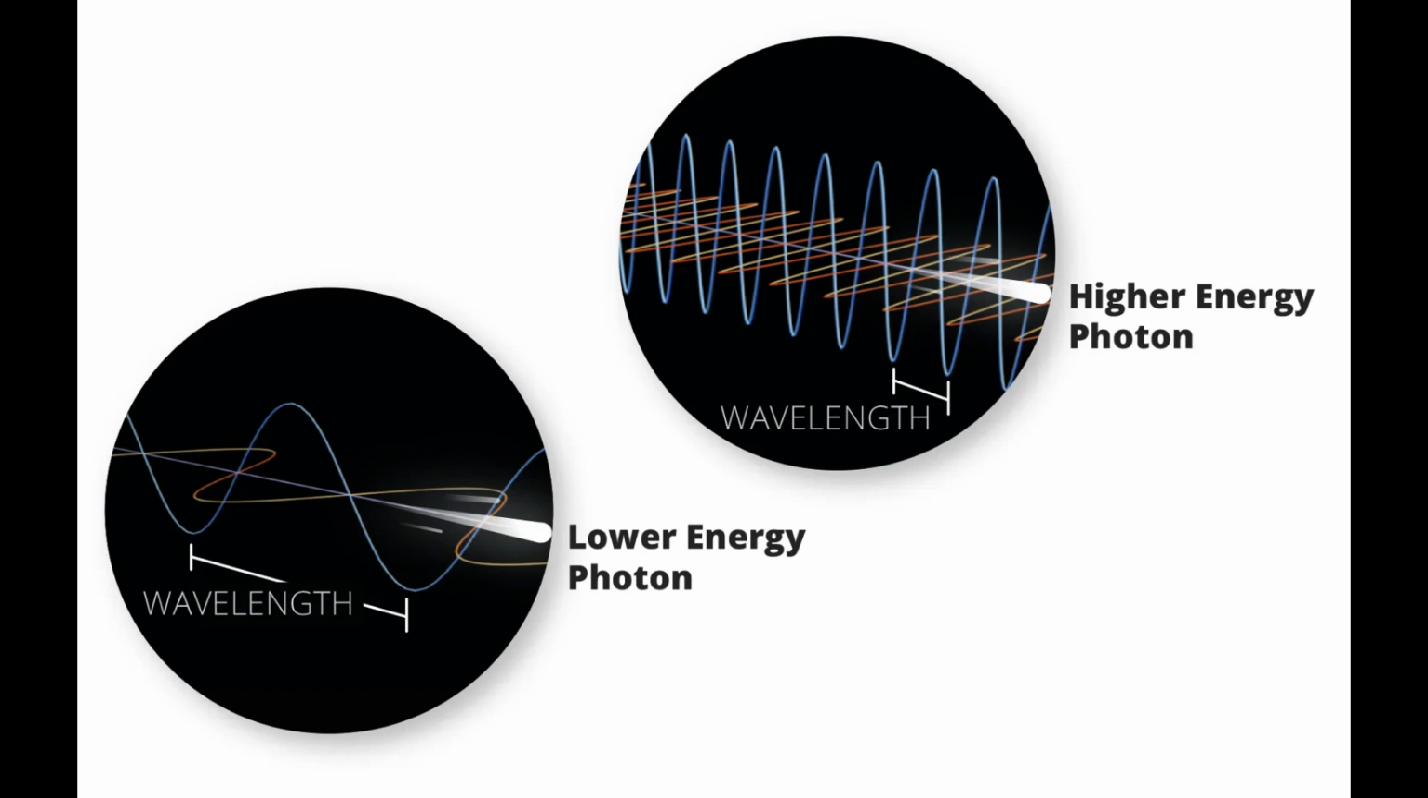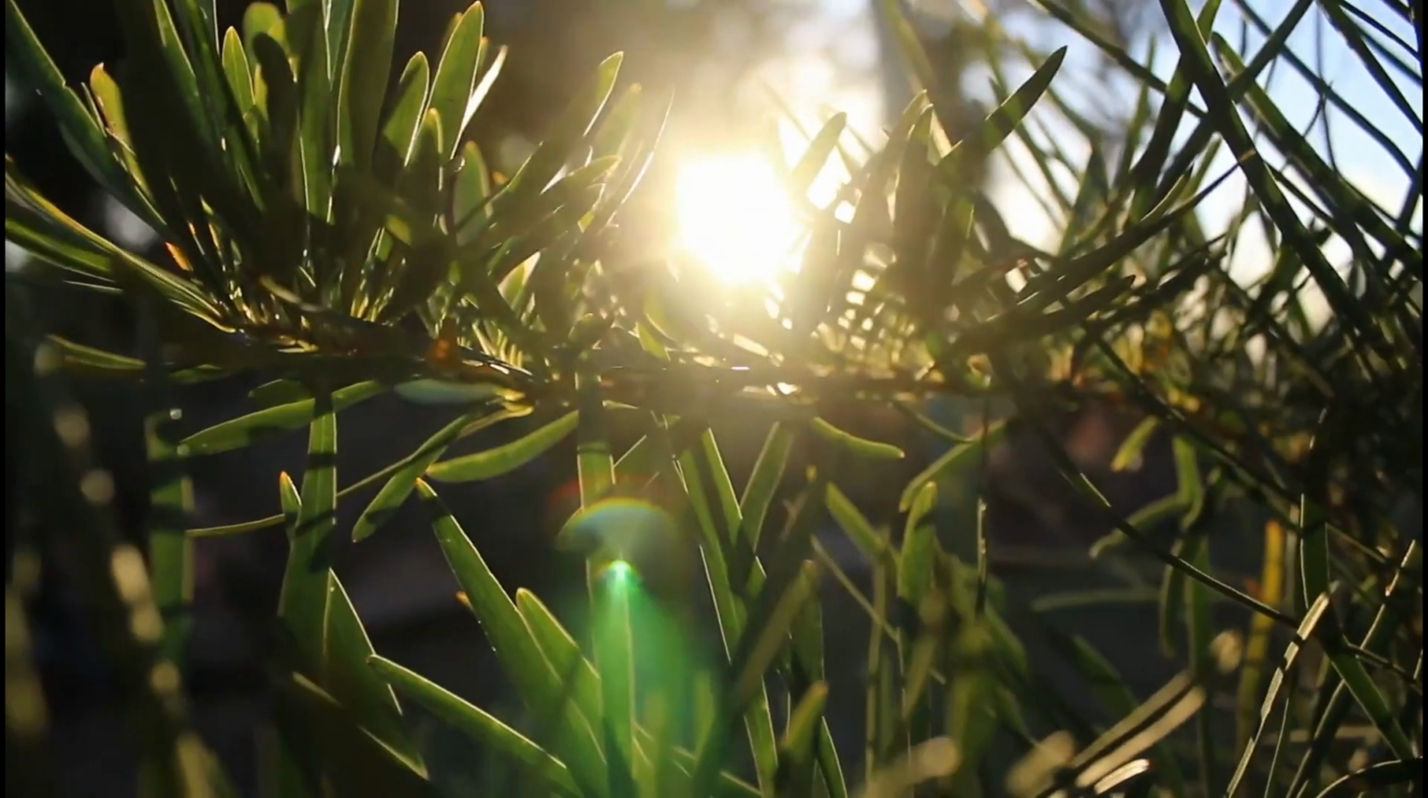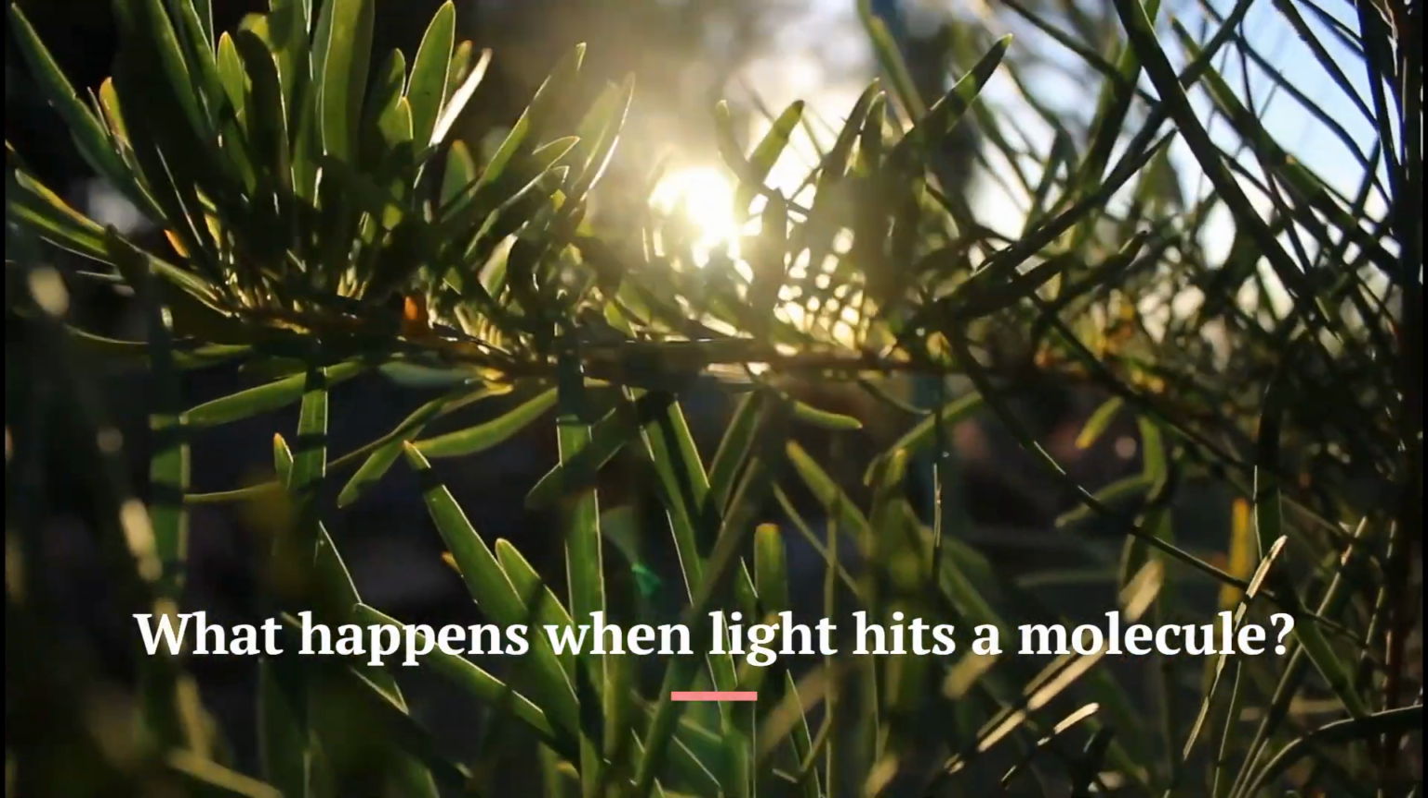The distance between each ripple in the waves is called wavelength. As shown in the figure, if the photon has a lot of energy, the ripples will be closer together, that is, the wavelength will be shorter. If the photon has less energy, the wavelength it creates will be longer. So, a question may come to your mind: what happens when light hits a molecule?